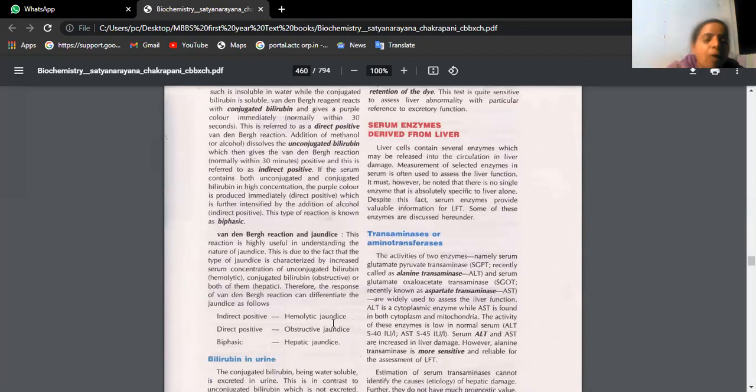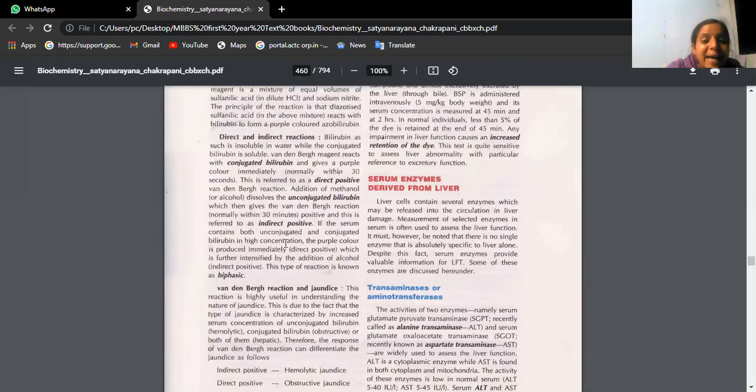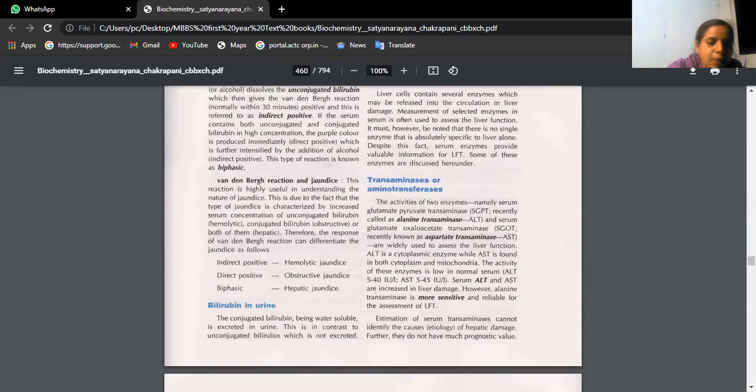We need to add alcohol. Then if you add Vandenberg's reagent, only then will you get purple or violet color. That is what is called indirect positive. Indirect positive in the sense that if you add serum and Vandenberg's reagent, there is no purple color. But if you add alcohol, then you will get purple color.